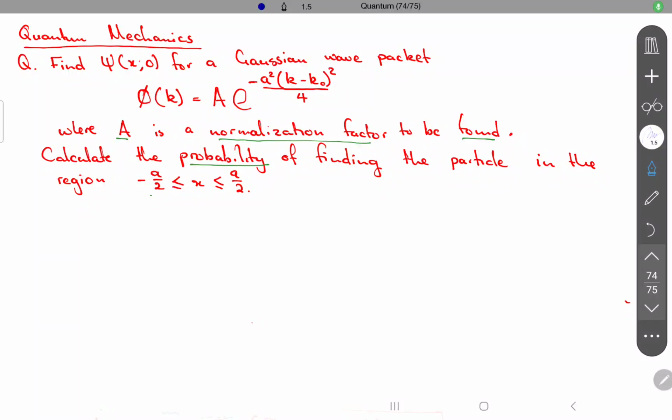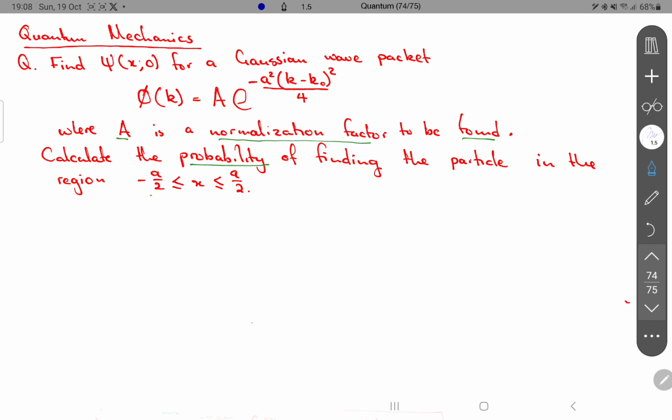We are going to look at quantum mechanics, a question you find from a textbook or any exam or homework. It's quantum mechanics. So there is a question: find a wave function psi of x, 0 time, for a Gaussian wave function.